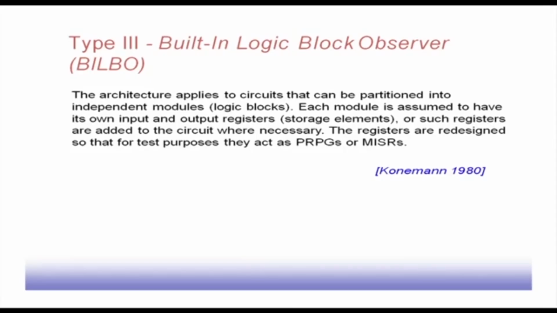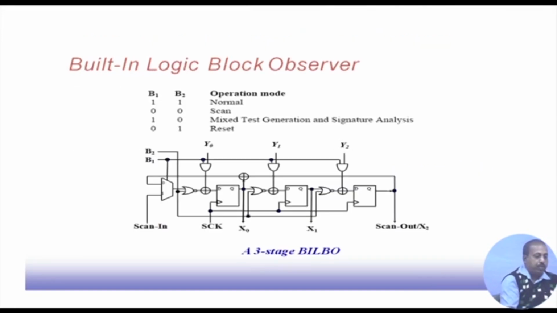This architecture applies to circuits that can be partitioned into independent modules or logic blocks. Each module is assumed to have its own input and output registers or storage elements, or such registers are added to the circuit where necessary. The registers are redesigned so that for test purposes they act as PRPGs or MISRs. So, this is very important. These extra registers that we are adding will themselves act as pattern generator or signature register. So, this is a typical BILBO structure.